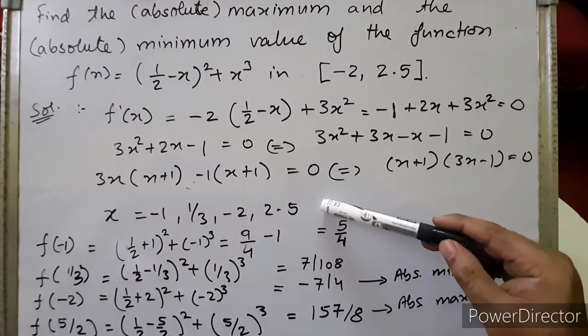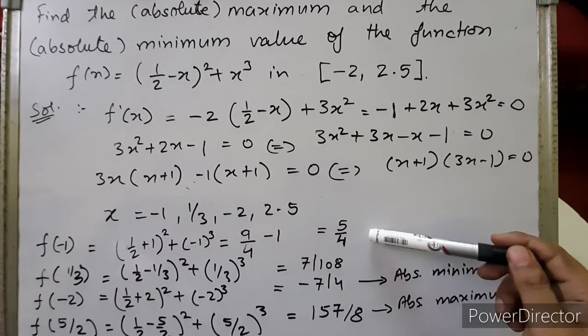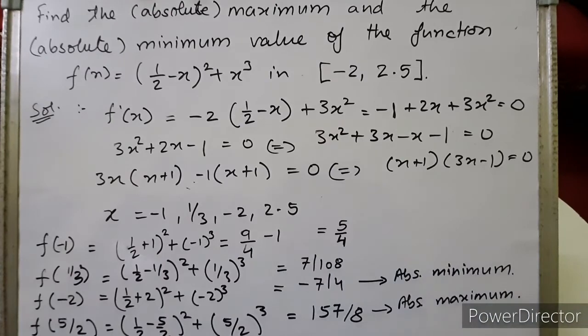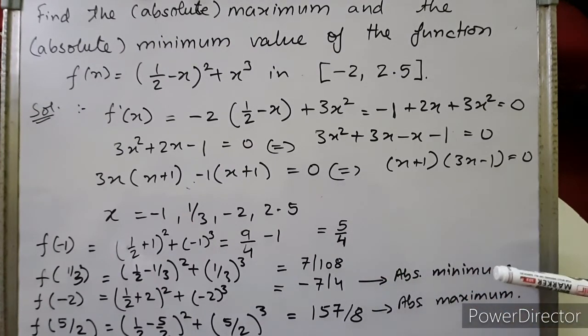Let's calculate the values of f x at x equals to minus 1, 1 by 3, minus 2 and 2.5. When we put x equals to minus 1 and calculate f of minus 1, we'll get the value 5 by 4. When we put x equals to 1 by 3, substituting in the function and solving, the value of f x will be 7 upon 108. Then x equals to minus 2 will give minus 7 by 4, and x equals to 5 by 2 will give 157 upon 8.